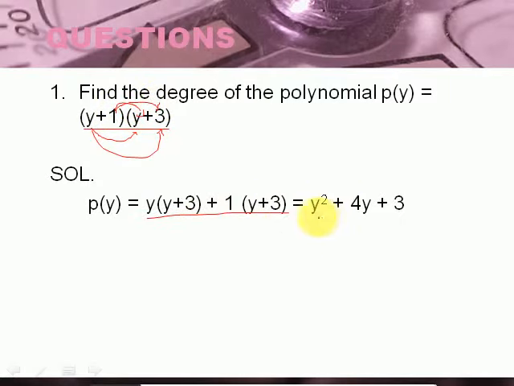And then what answer will you get? y square plus 4y plus 3. I think you multiplied it and you got this answer, isn't it? Check whether the answer is correct or not.